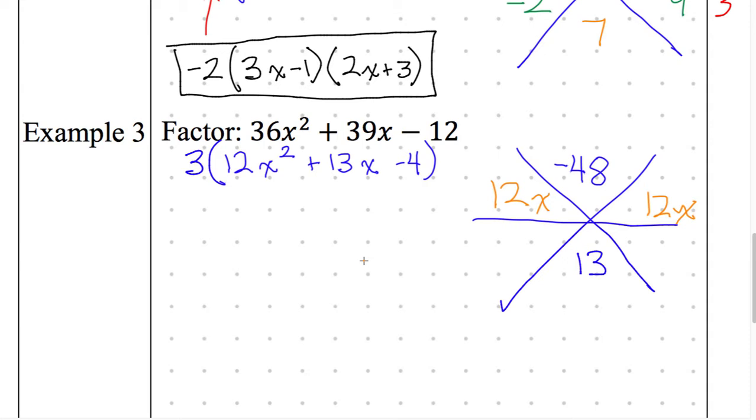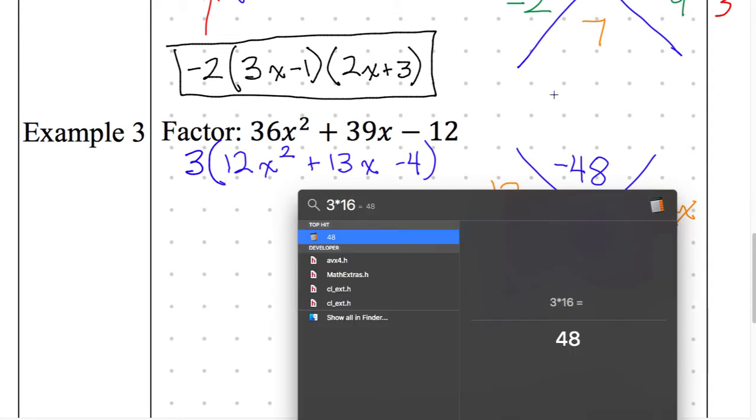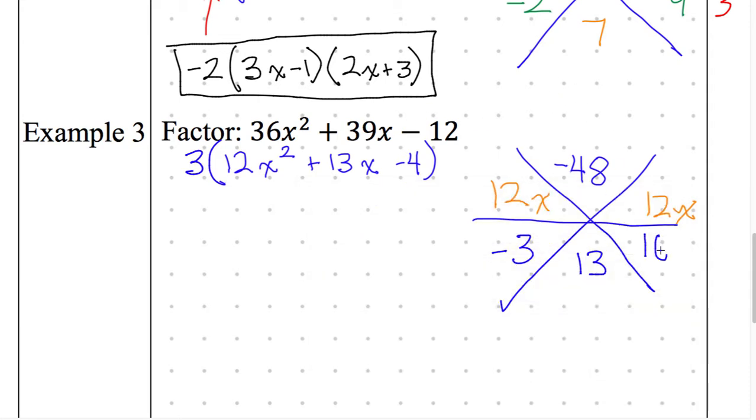Because we're near the end of this lesson, I will go ahead and give you a hint. One of the factors is negative 3. Oh, negative 3, 16. Let's see, 3 times 16, that does indeed equal 48, so we'll put a positive 16.